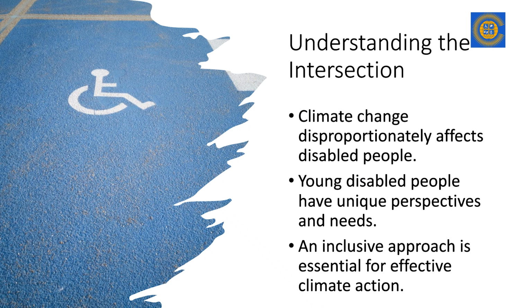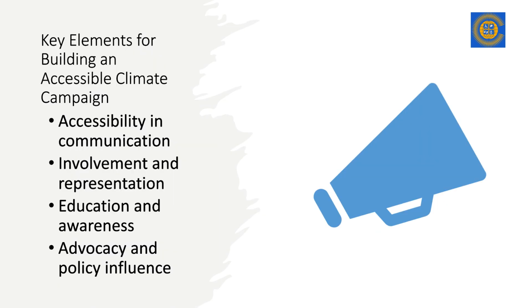Understanding the intersection. To start, it's crucial to understand how climate change and disability rights intersect. Climate change disproportionately affects disabled people due to various factors such as mobility challenges and health vulnerabilities. Young disabled people, in particular, face unique challenges and have valuable perspectives that need to be included in climate action efforts.